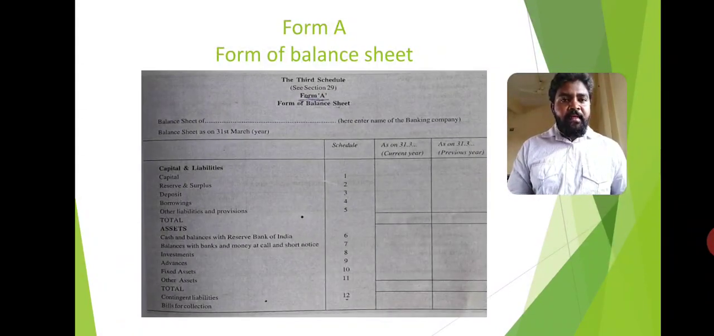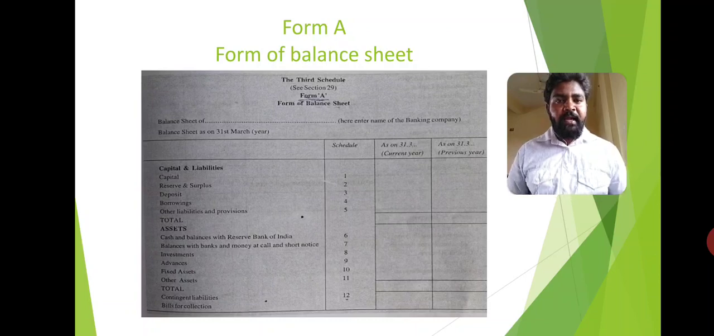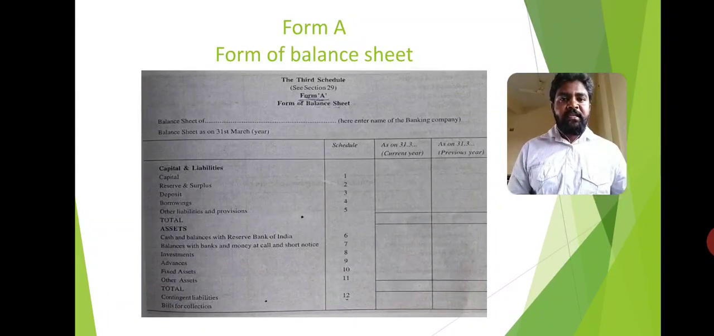Here it is a vertical balance sheet format. First we need to consider the capital and liabilities. Now come to the first, schedule number 1, capital. See, under capital we need to consider share capital. Under share capital there is authorized capital, issued capital, then subscribed capital, called up capital and paid up capital. This information we have to consider under the head of schedule number 1.